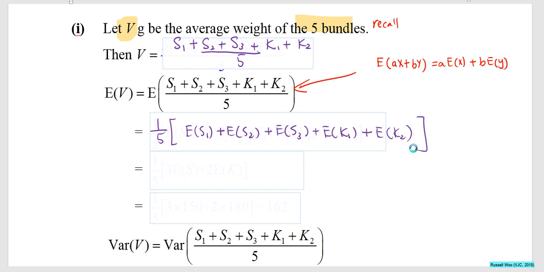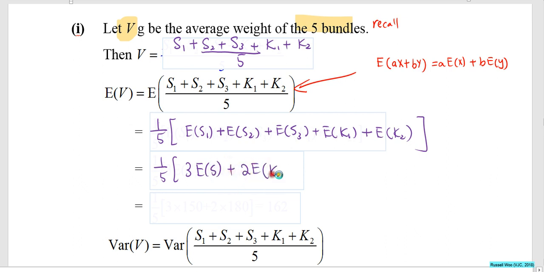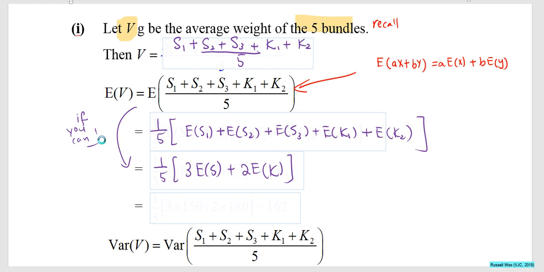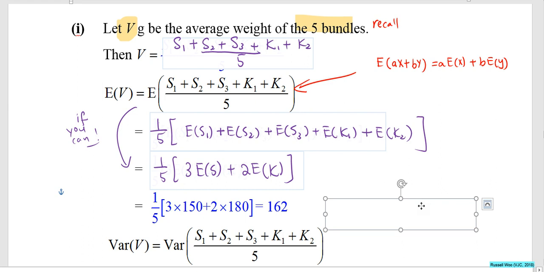Now, what is the expected value of S1, S2, S3? They are all the expected value of S. They are the same thing. Then this is 1/5 of 3 times the expected value of S plus 2 times the expected value of K. Now, if you are fast enough, I think you can jump from here to here. If you want to jump, I won't fault you, but you must know what you are doing. Then you put in the values, you get 160. All okay? Not difficult, right?